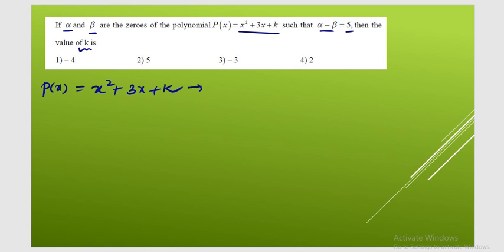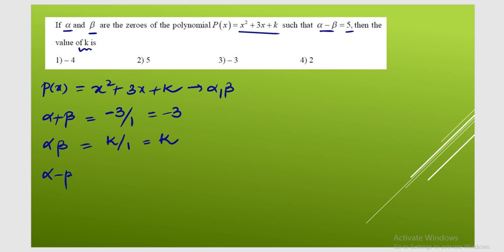Now since this quadratic polynomial is having zeros as alpha beta, then directly I can write sum of zeros and product of zeros. So what is sum of zeros? Minus x coefficient by x square coefficient, which is nothing but minus 3. Product of zeros is given by constant by x square coefficient, which is equal to k. So we got alpha plus beta, alpha into beta. The same way there is one more relation which is given in the question, which is 5, right?